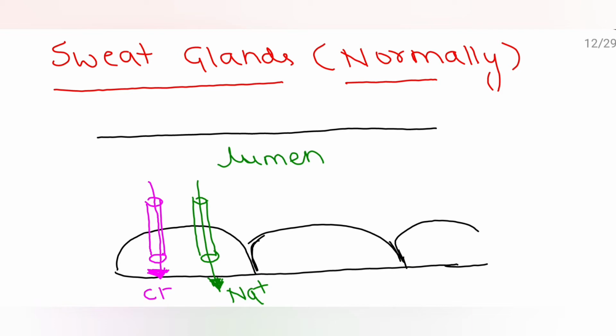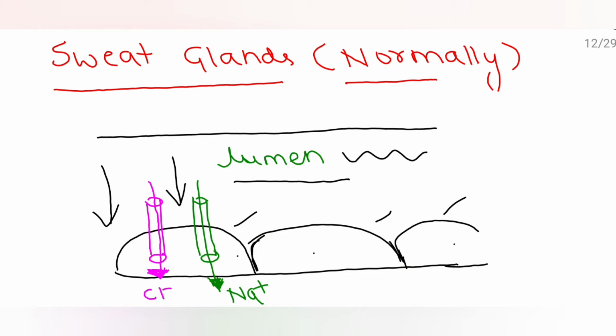I am talking about sweat glands. Normally what happens in sweat glands? So this is a lumen, okay. This is epithelium. These are epithelium and lumen. So normally in the sweat gland, sodium and chloride are reabsorbed. So whatever fluid is secreted in the lumen will be isotonic. This occurs normally in the sweat gland.